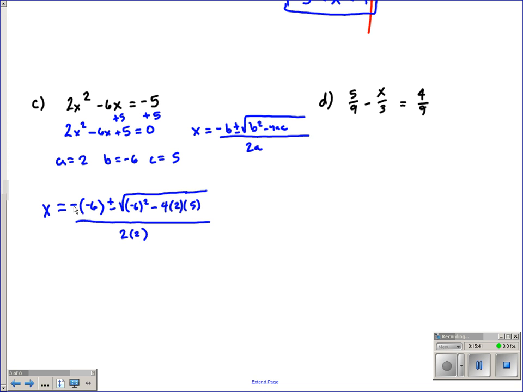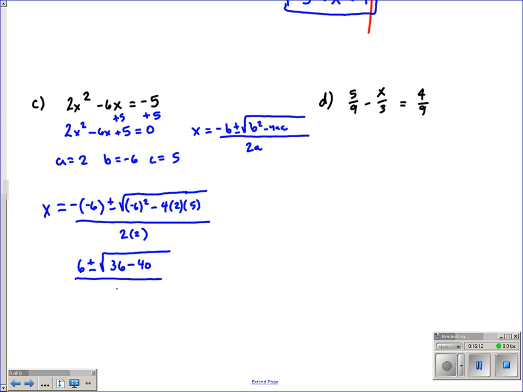And let's get to work simplifying. The opposite of negative 6 would be 6. So we have 6 plus or minus. Let's simplify the inside of our radical here. Negative 6 squared, and make sure if you're using a calculator that you put parentheses around that. But you should end up with 36 minus 4 times 2 times 5. Well, 4 times 2 is 8. 8 times 5 is 40.